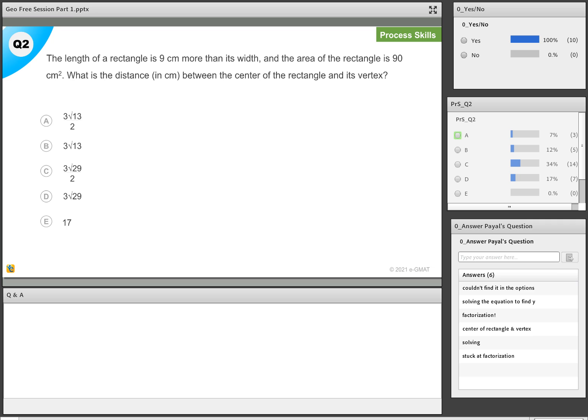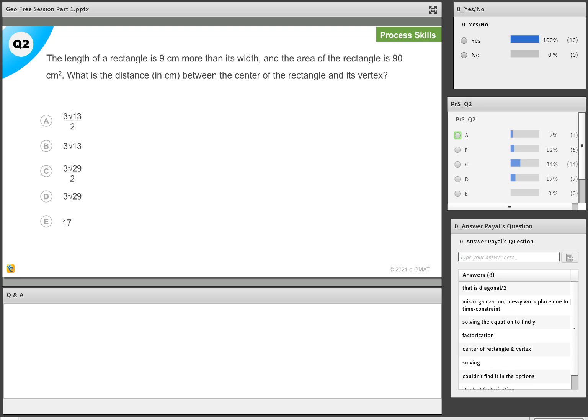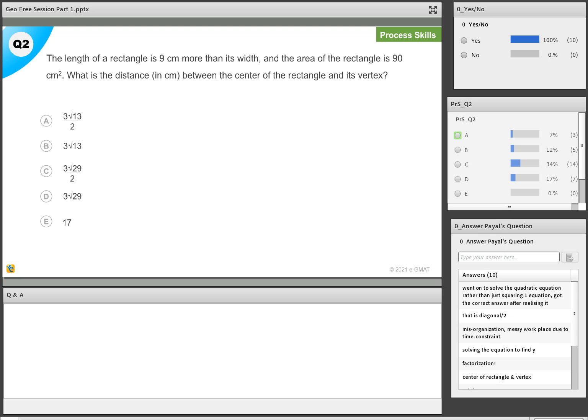Couldn't find it in the options. That means you made a mistake somewhere and you'll have to figure out where you faltered. Solving equation to find y. Good. Very nice. Thank you very much. Went on to solve the quadratic equation rather than just squaring one equation. Got the correct answer after realizing it.